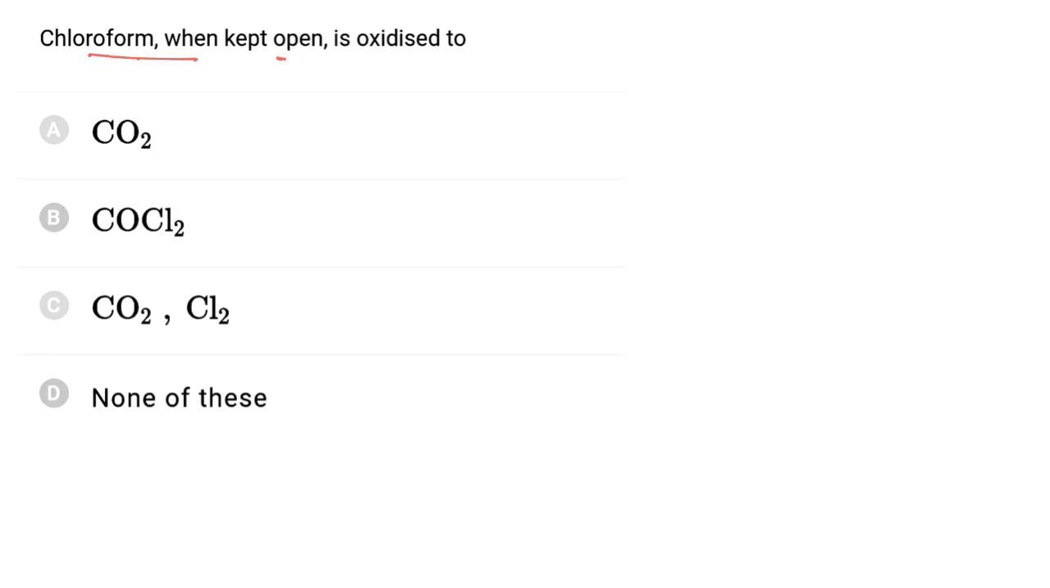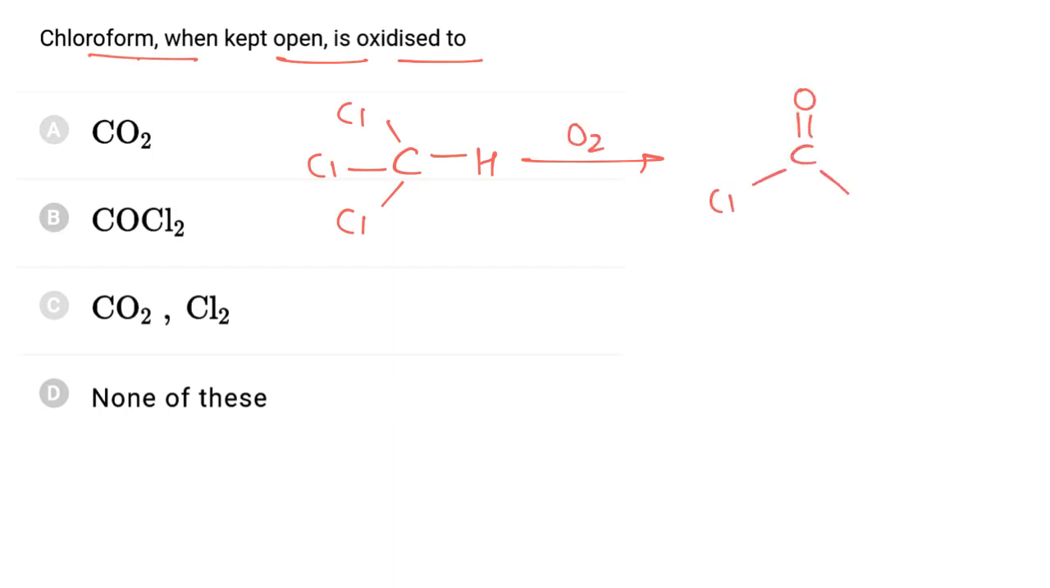Chloroform when kept in open is oxidized to. Chloroform must be handled carefully, otherwise in presence of air it will oxidize to form COCl2, which is also known as phosgene, a poisonous gas, along with formation of HCl. So COCl2 is formed, and hence correct answer is B.